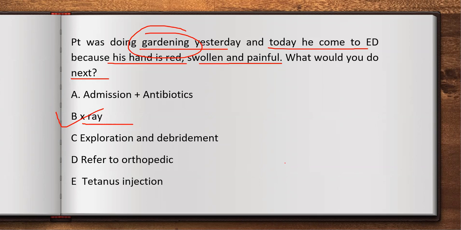Now obviously this is a cellulitis, okay, because red swollen painful means cellulitis, but that cellulitis should have some underlying cause, and they have given us a clue that the patient was doing gardening yesterday and then this started. The safer approach is to do either X-ray or ultrasound to find out if there is anything in the hand before doing the exploration debridement.